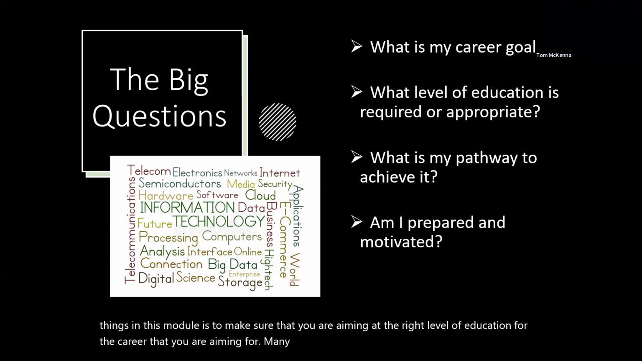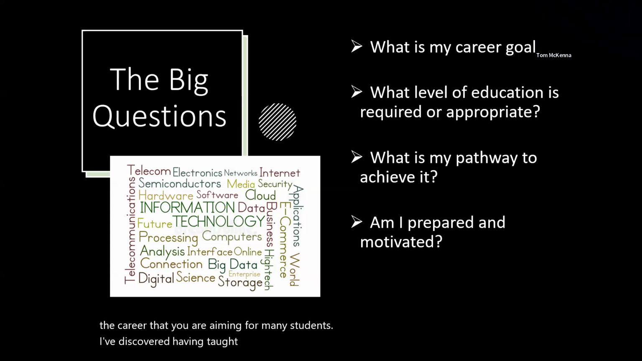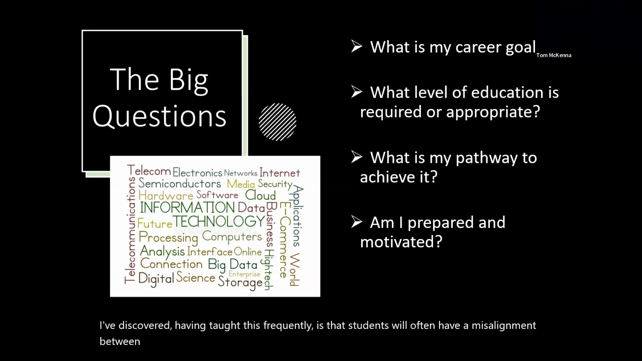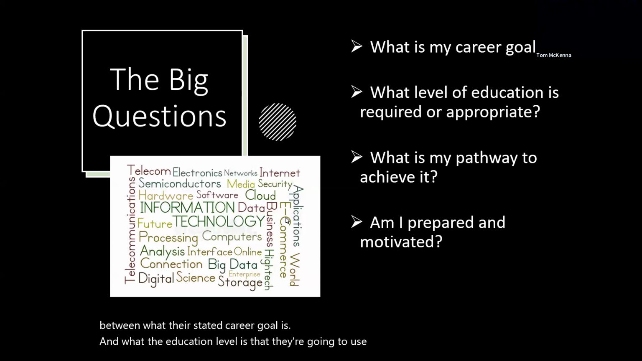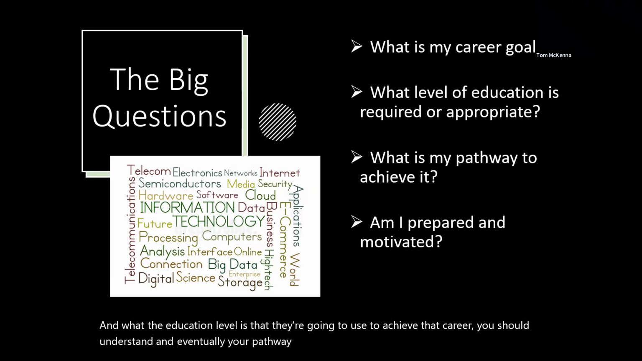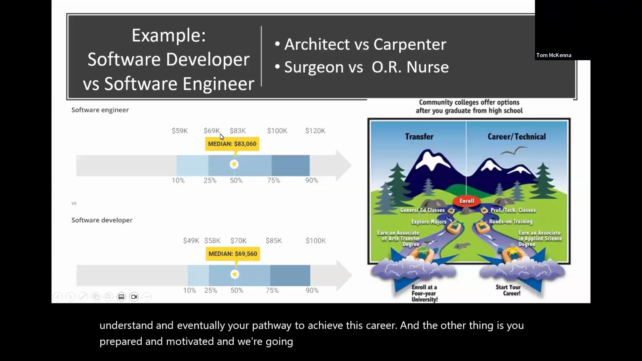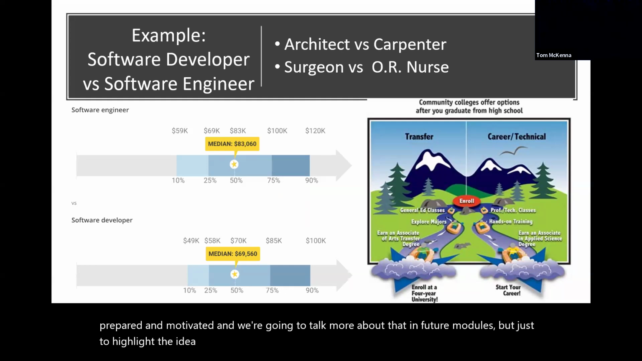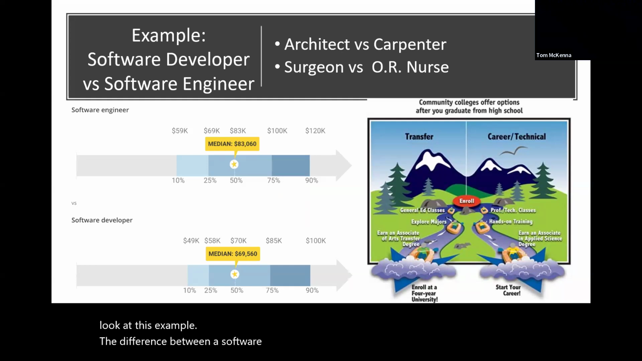Many students, I've discovered having taught this frequently, will often have a misalignment between what their stated career goal is and what the education level is that they're going to use to achieve that career. You should understand eventually your pathway to achieve this career. And the other thing is you're prepared and motivated. And we're going to talk more about that in future modules. But just to highlight the idea of matching your career with your level of education, let's take a look at this example. The difference between a software developer versus a software engineer.